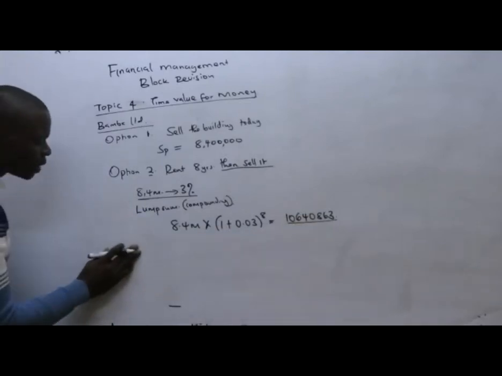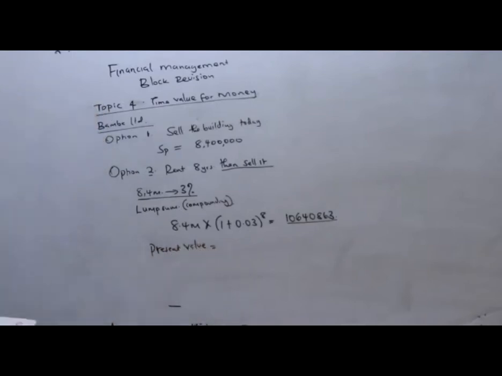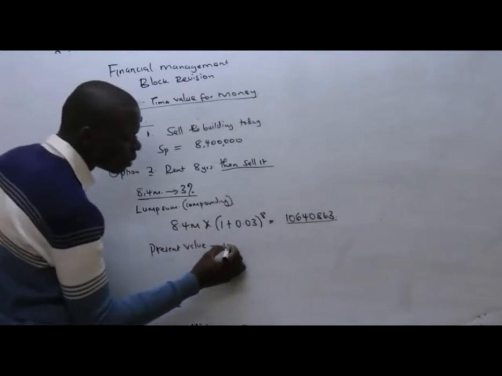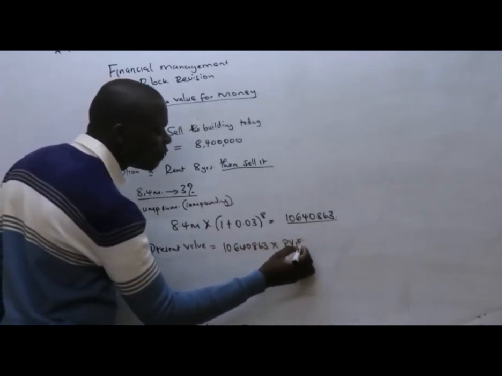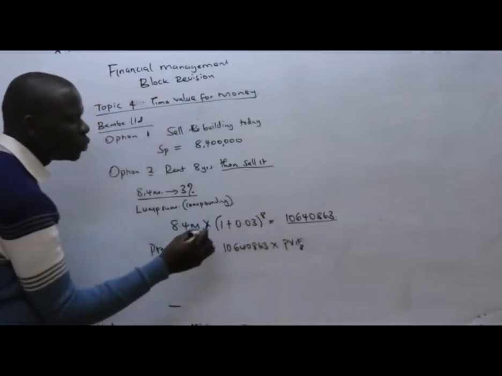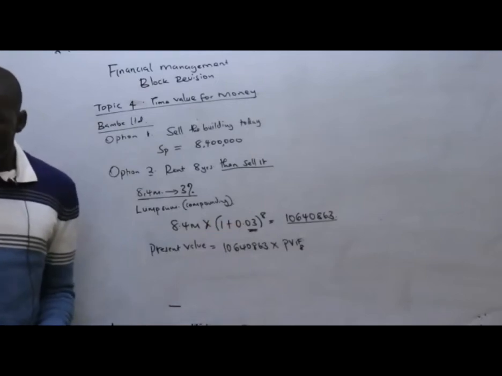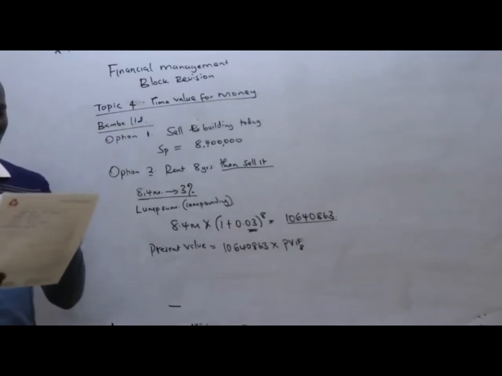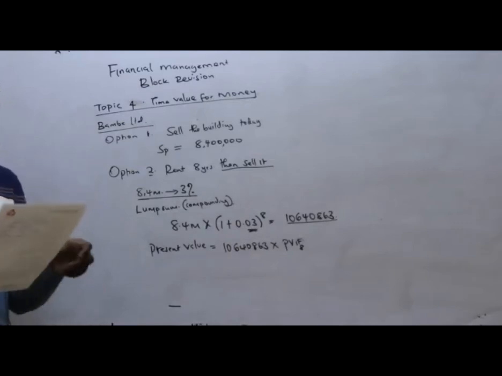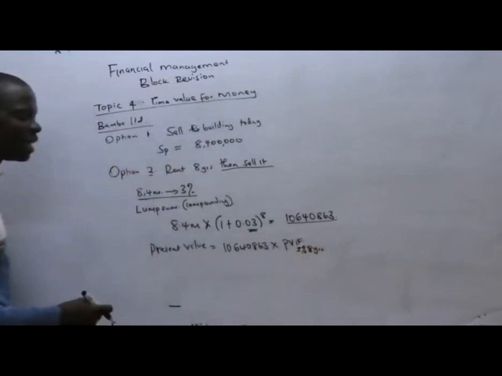So the present value will be this amount, 10,640,863, multiplied by PVIF, 8 years. Now we won't use the growth rate. This was our growth rate. We shall now use the cost of capital as our discount factor. We were told that the company's cost of capital is 5%. So it will be 5%, 8 years. That is what we shall use.